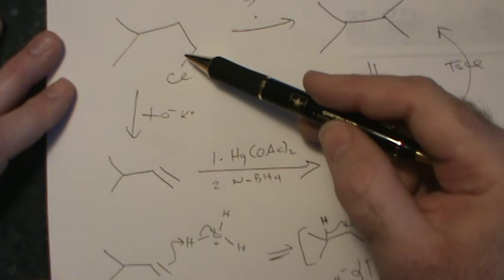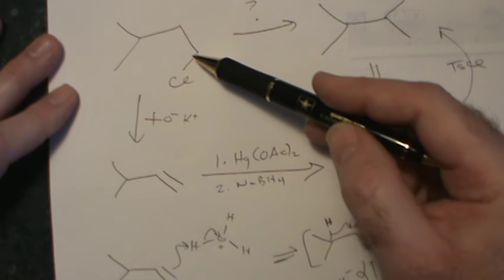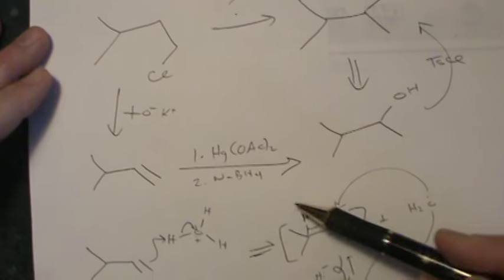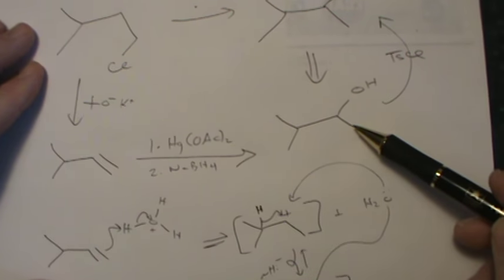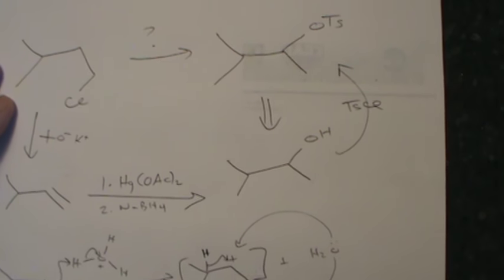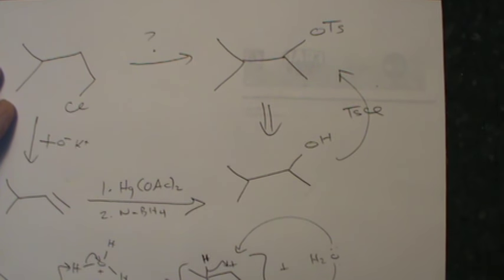I'm not going to spell it out for you like I did on the other problems, but step number 1, E2 elimination to form the alkene. Step number 2, Markovnikov hydration without rearrangement. And step number 3, formation of the tosylate using tosyl chloride.